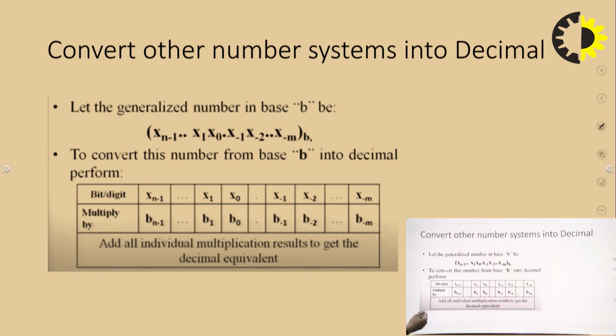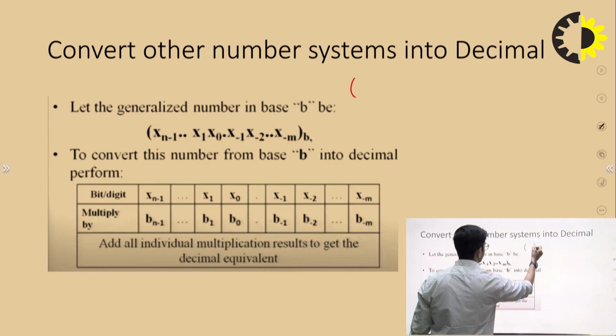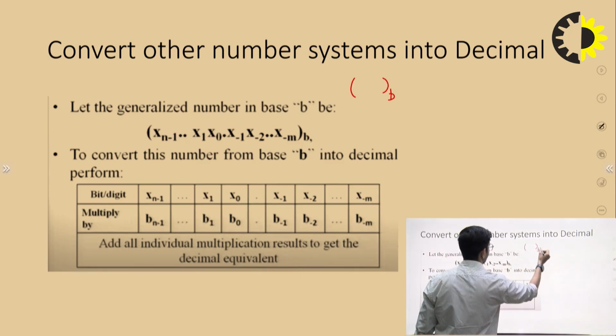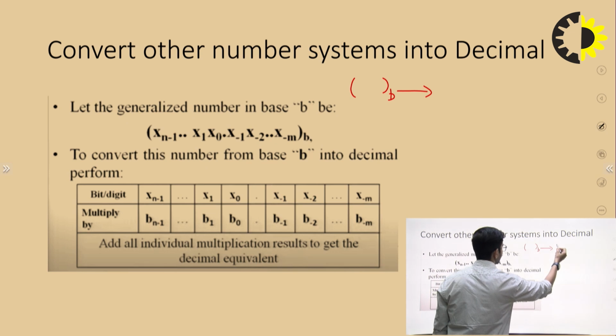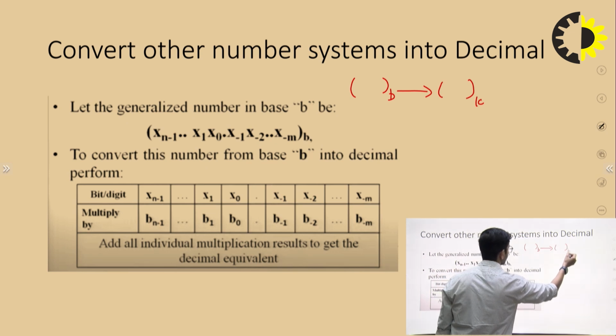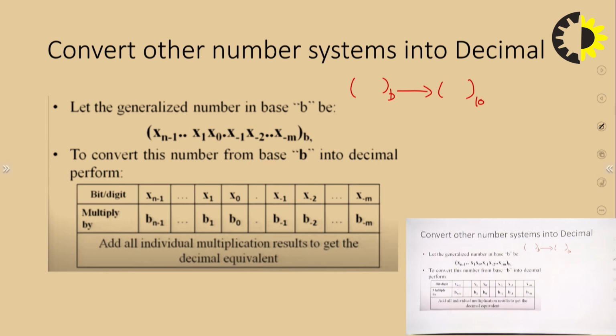Convert the other number systems into a decimal. For example, I have a number system whose base is B. This is a general form. So if I have a number system whose base is B and I want to convert this number into a decimal, then how can we convert it?